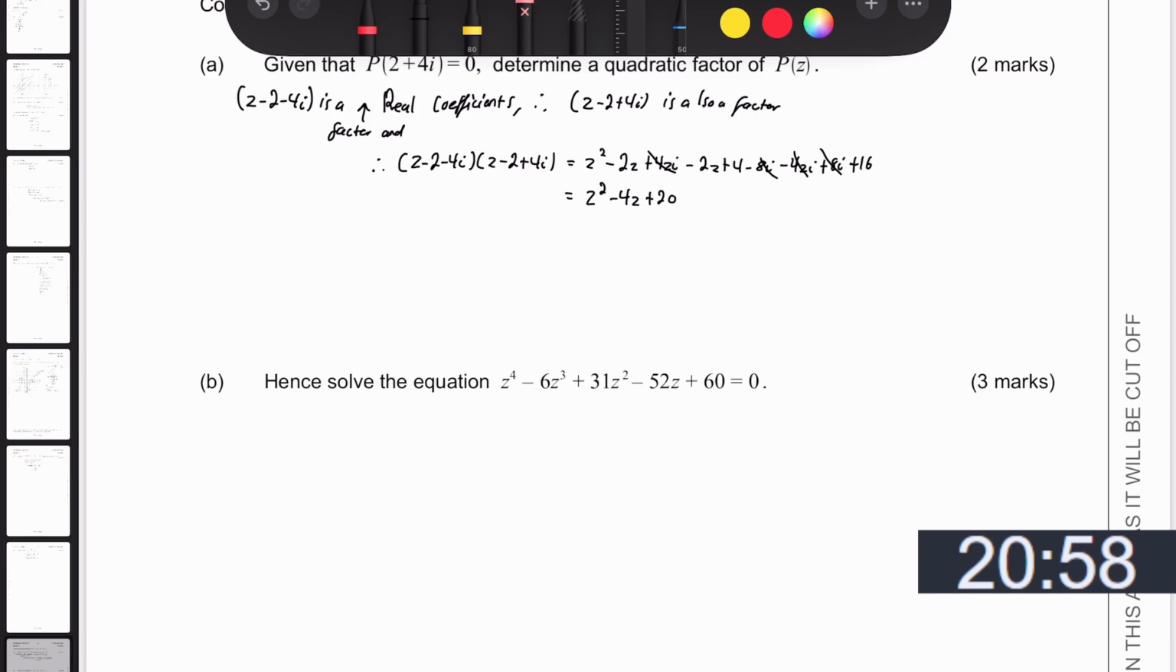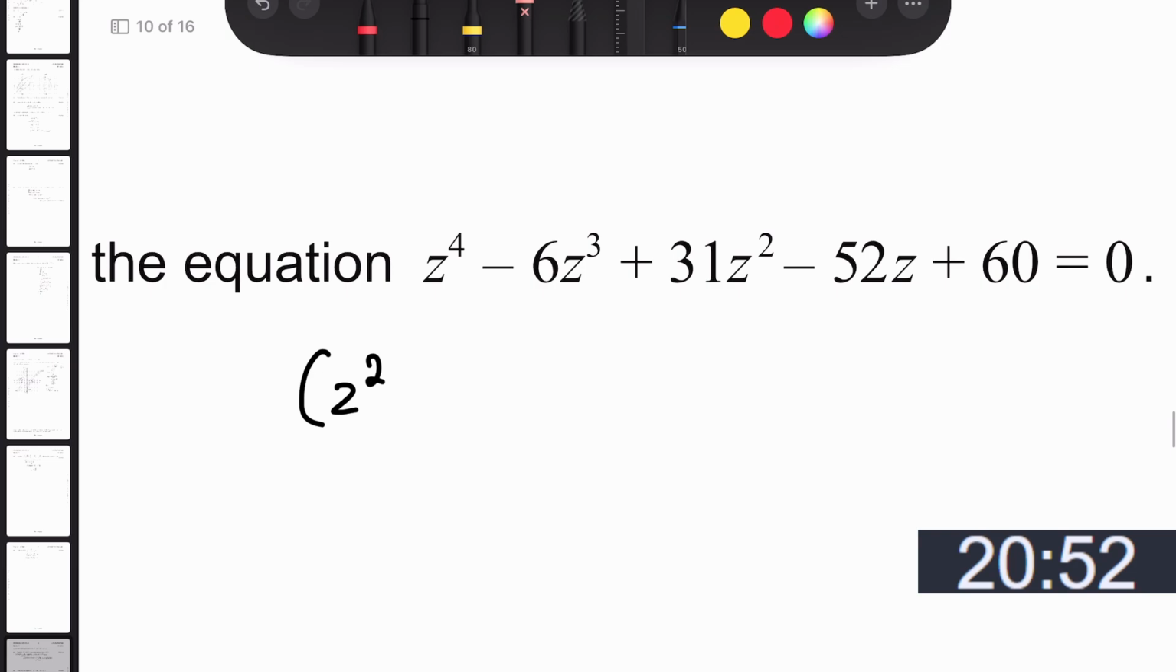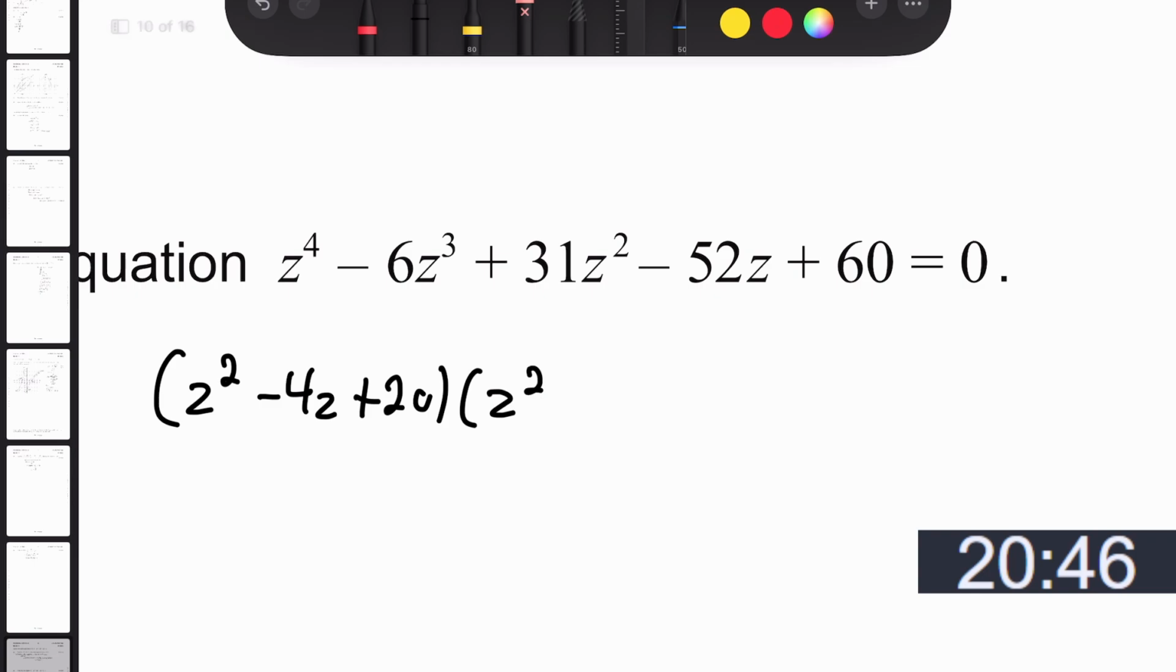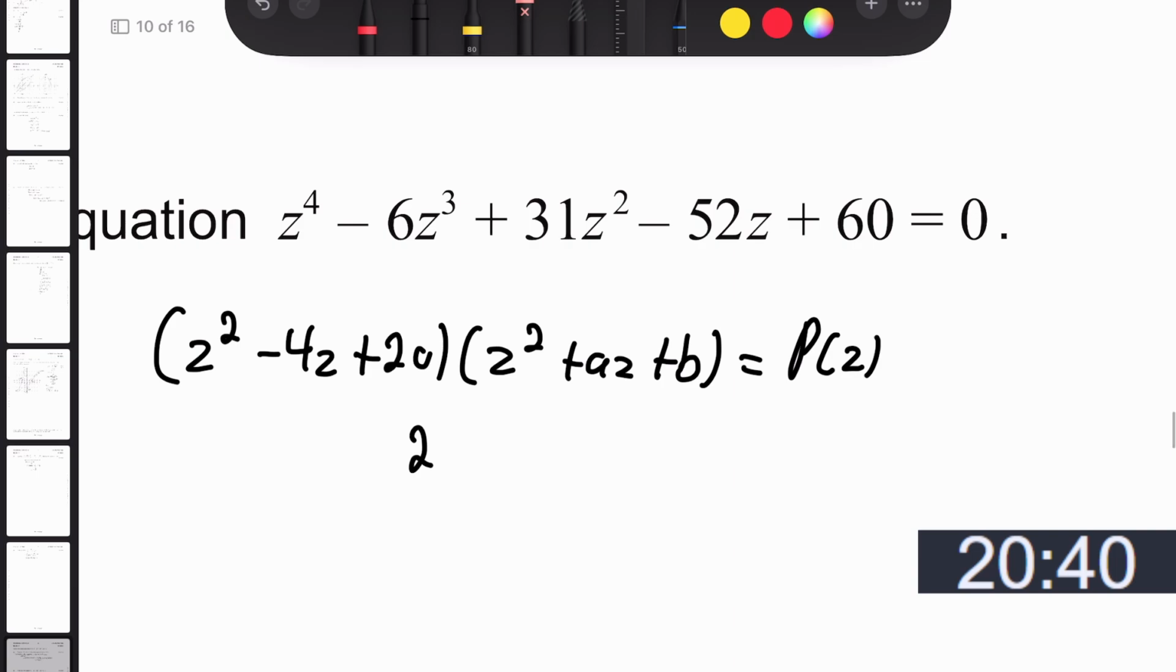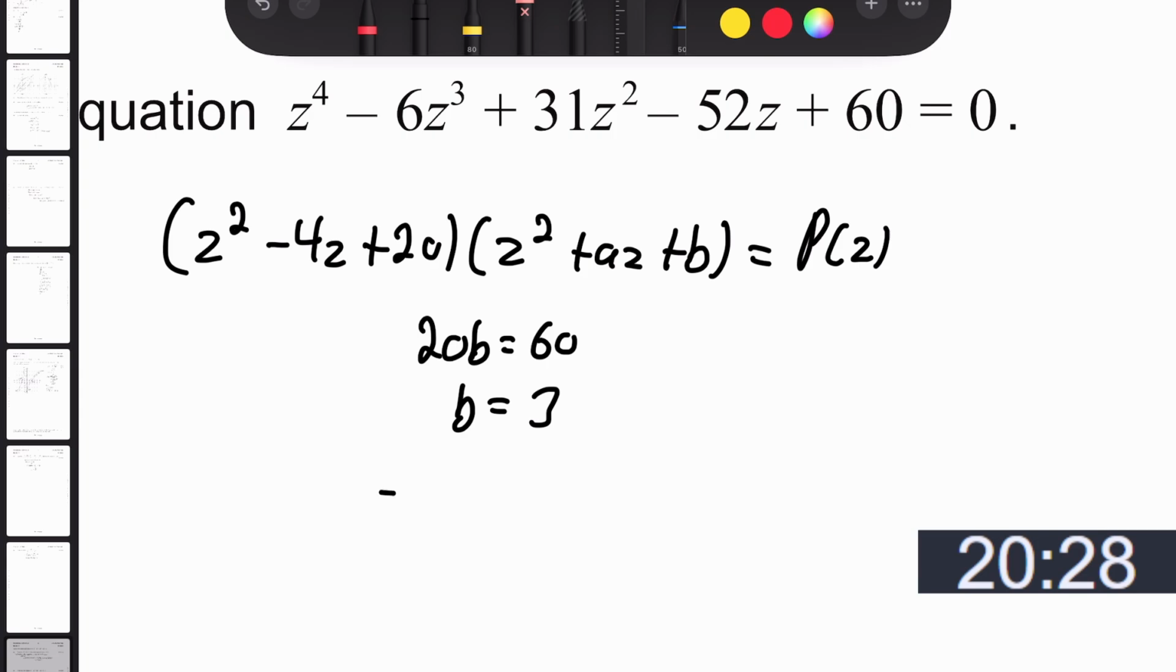Hence solve the equation of that. So then z squared minus 4z plus 20 times z squared plus az plus b is going to equal p of z. And we know that 20b is going to equal 60, so then b equals 3. And then we have that negative 4z to the power of 3 plus az to the power of 3 equals negative 6z to the power of 3. So then a must be equal to negative 2.